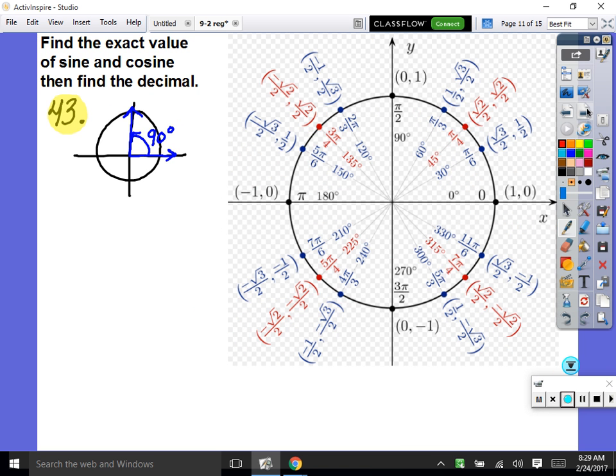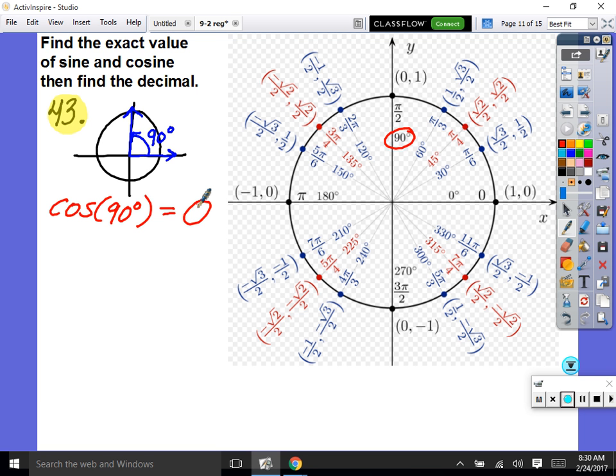Okay, here we go. It says, find the exact value of the sine and cosine, and then also find the decimal. So notice on 43, we can find sine and cosine very quickly using our unit circle instead of having to draw a triangle. It gives us, what's the sine and cosine of 90 degrees? So let's locate 90 degrees. Isn't this 90 degrees? So then my cosine at 90 degrees is 0. So this is how you'd write it. Cosine of 90 degrees will be equal to 0.